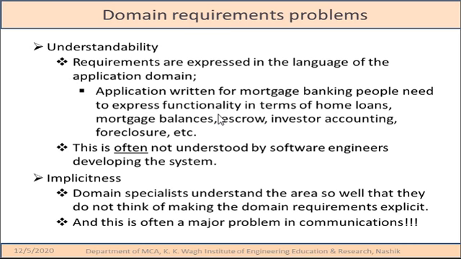The second important point is implicitness: the domain specialist understands the area so well that they do not think of making that domain requirement explicit. Whatever is required can be implemented implicitly in the system, and it should not be shown.